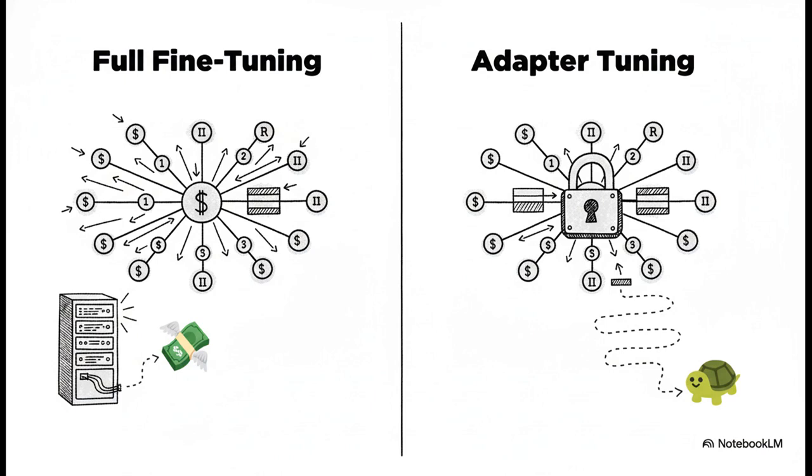So there were basically two main schools of thought. On one side, you had full fine-tuning. It works for sure, but you're right back to that 350 gigabyte problem every single time. And on the other side, you had adapter tuning, which was a lot more clever. Instead of changing the whole model, you'd just slot in these small new layers. But it had a hidden and really critical flaw.